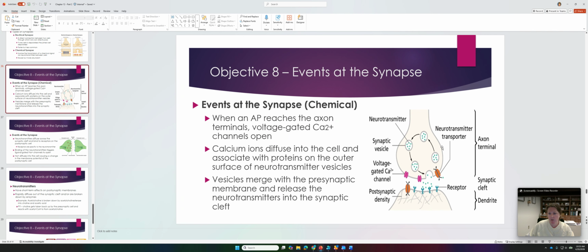And so what you're going to be doing is labeling the steps that occur when we get to the synapse. At this point, you should already know that the axon terminals, at the end of the axon, are where we convert that electrical nervous impulse into a chemical signal. So what this essay is really asking you is, how does this happen? How do we convert that electrical action potential into a chemical signal? The chemical signal is essentially going to be a neurotransmitter.